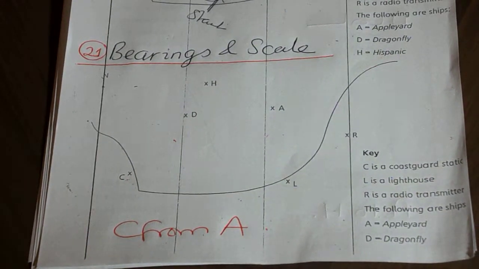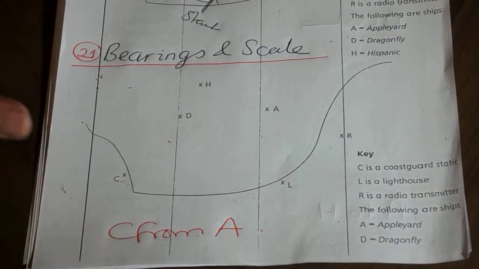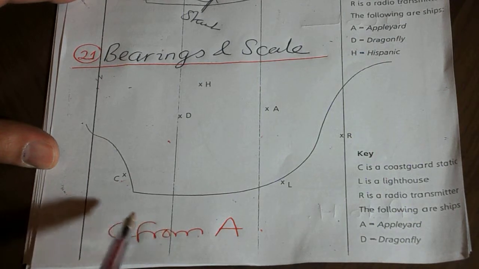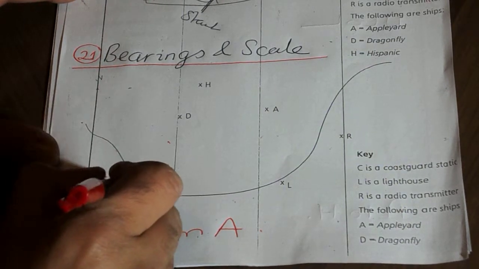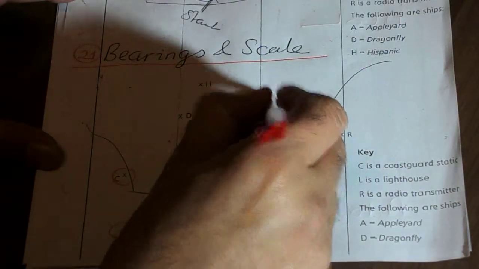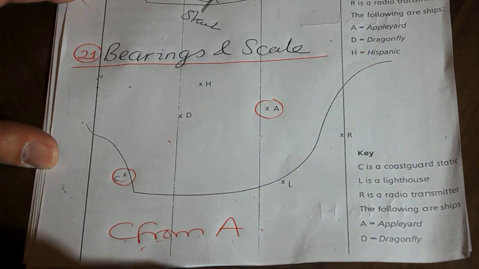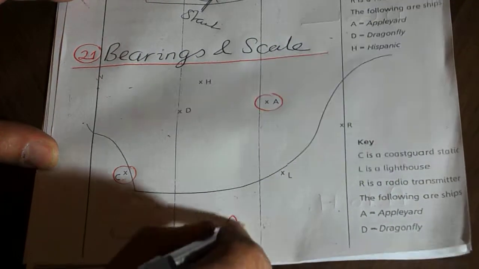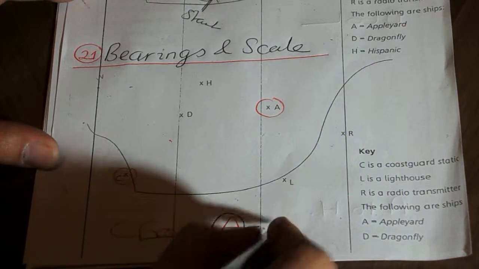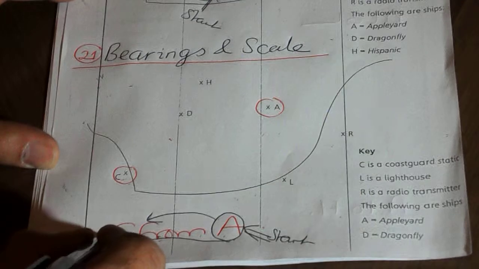Okay folks, welcome back to another bearings and scale question. Now in this particular question we have to work out the bearing of C, which is over here, from A, which is over here. Same start of the question. If you want to know where to start the question from, the "from" indicates the starting point. So it's from A, so this is where we start the question, and we've got to go towards C.